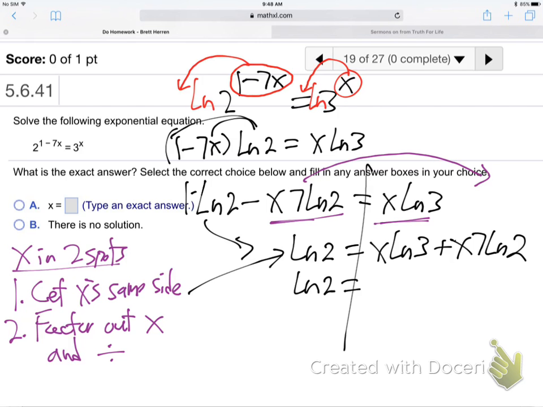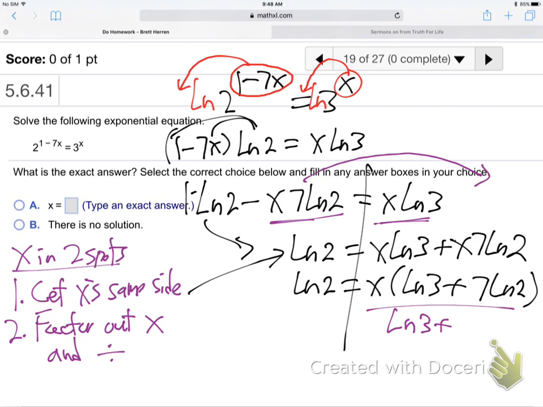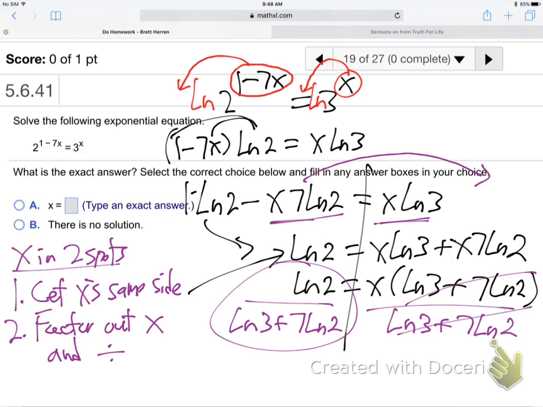So that's get the x's on the same side. Next step, factor out the x. Remember that? See it's isolated now? See how that gets the x alone? And then you can divide. Boom, boom. X is alone. There it is. We got it. Is that okay?